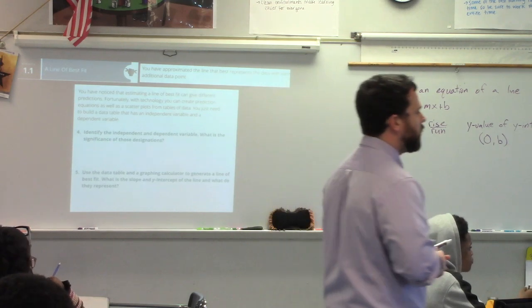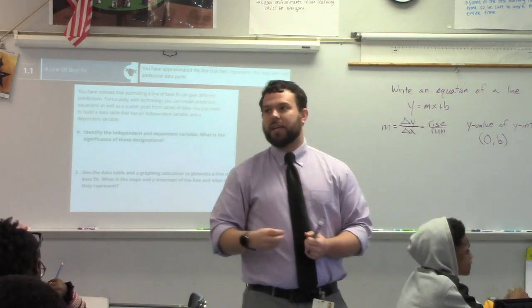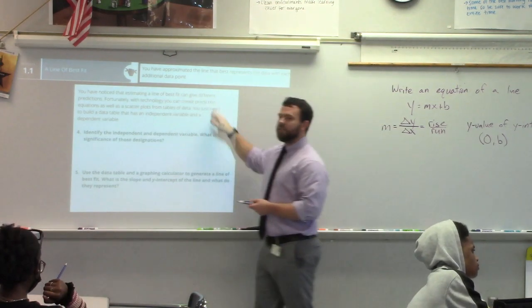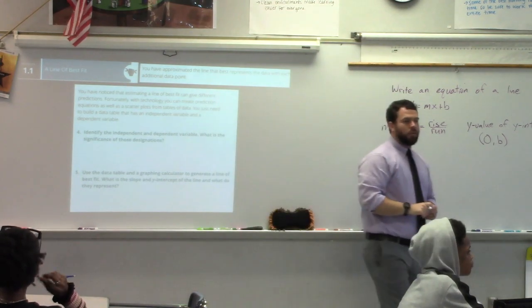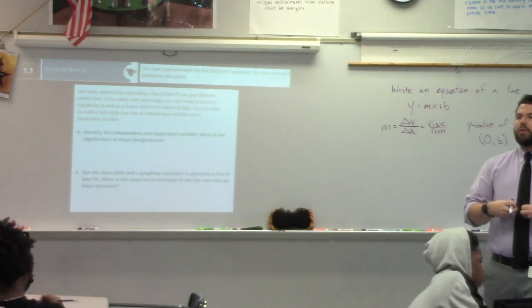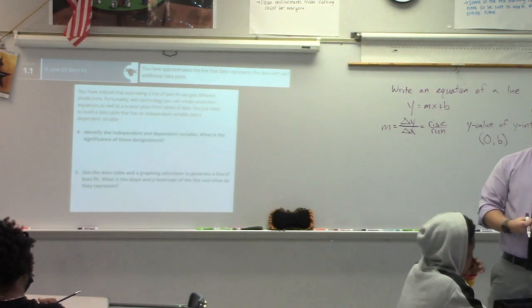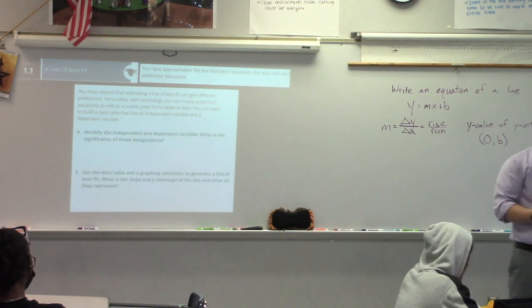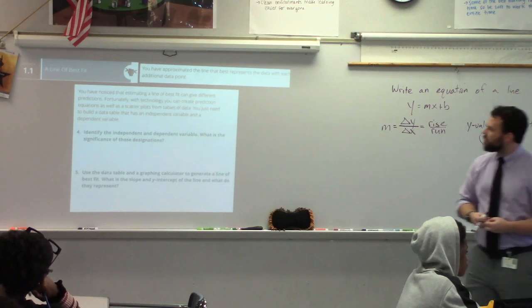And so, here's what I want you to understand. You may have noticed, right, that estimating a line of best fit can give different predictions. What y'all have been doing is estimating a line of best fit, also called a trend line. But it's not necessarily the best trend line that there is. What we want to learn about, does it mention it here yet?